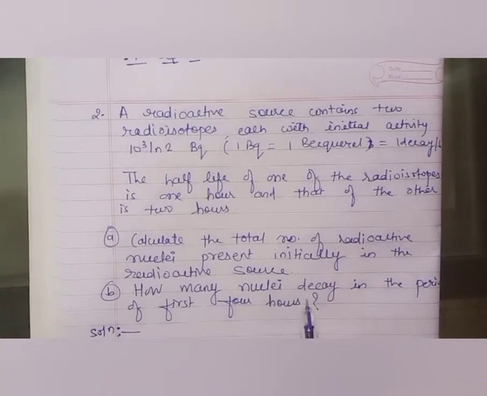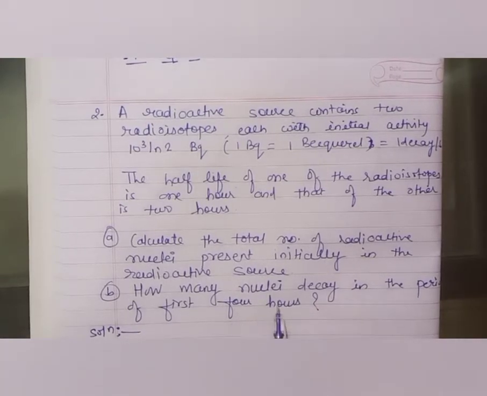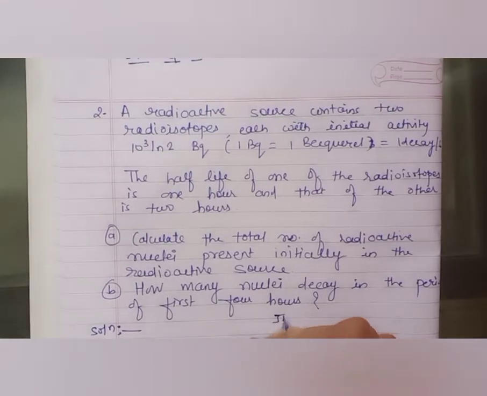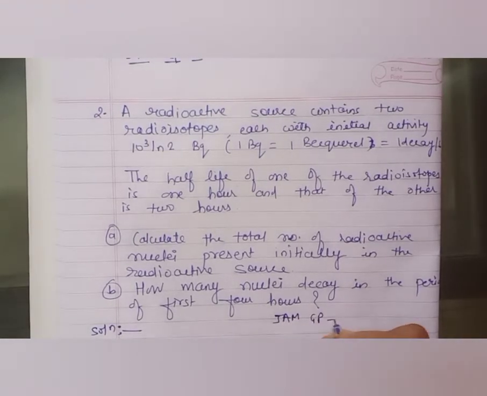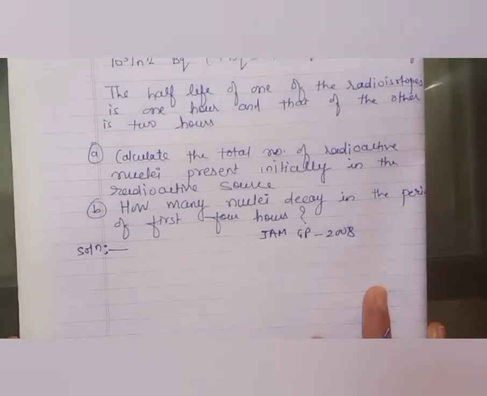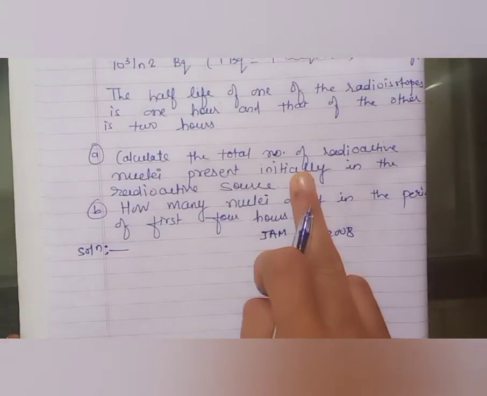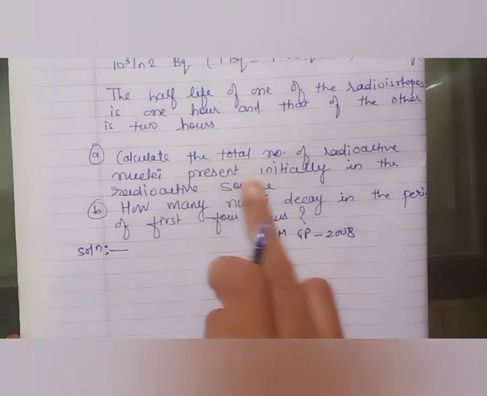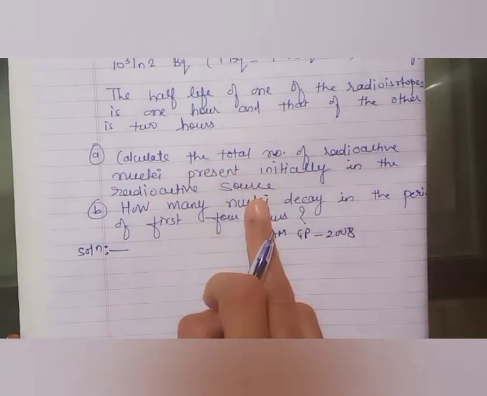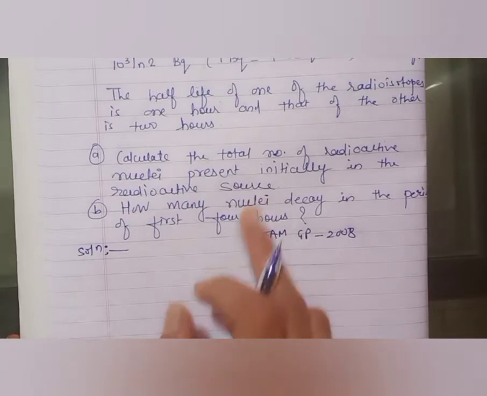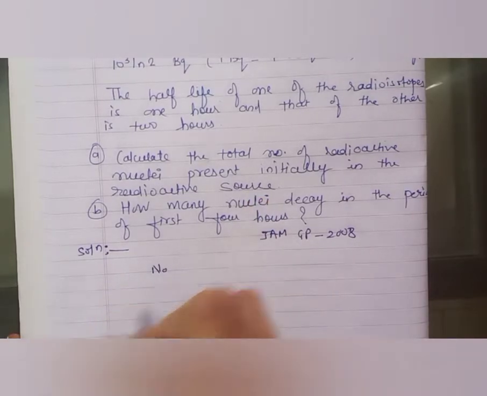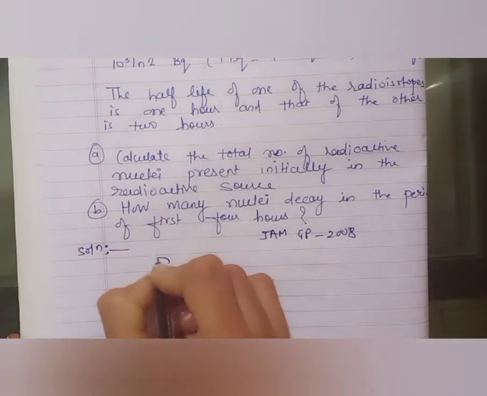How many nuclei decay in the period of the first 4 hours? This numerical was asked in JAM Geophysics 2008. Now, here we have to calculate the total number of radioactive nuclei present initially in the radioactive source. Suppose the total number of nuclei present initially is N0. Now we want to find out N0.